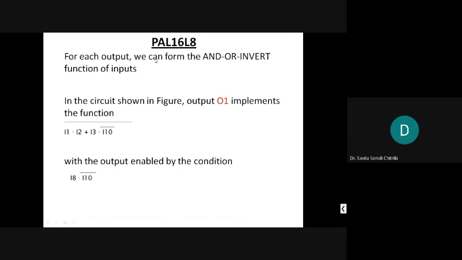So for each output, we can form an AND-OR-invert function of inputs. The output is inverted, an AND-OR-invert function of the inputs. In the circuit shown in the figure, output O1 implements the function I1, I2.